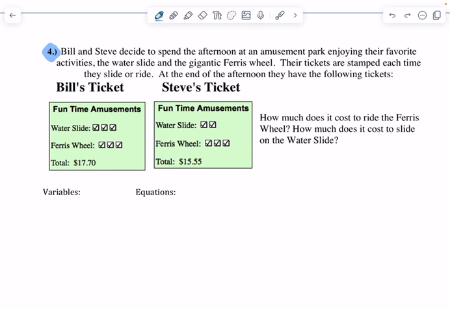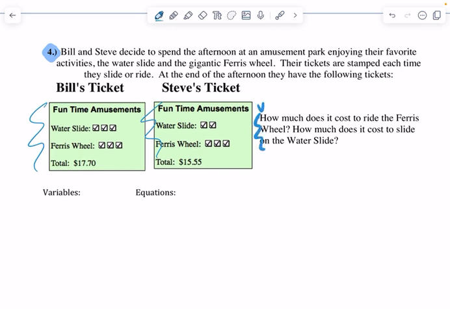So how much does it cost to ride the Ferris wheel and how much does it cost to ride the water slide based on you having this information? So again, these are your variables. That last little bit of whatever it's asking for are your variables. So Ferris wheel, water slide, I'm going to use F and W. Again, use whatever you want. Use Q and B for all I care, as long as you state what variables are which, that is fine.